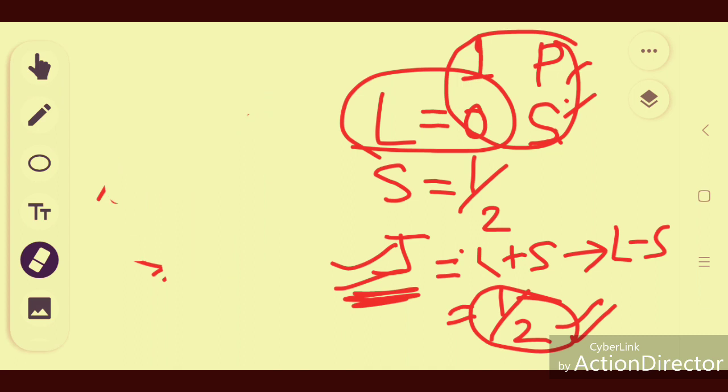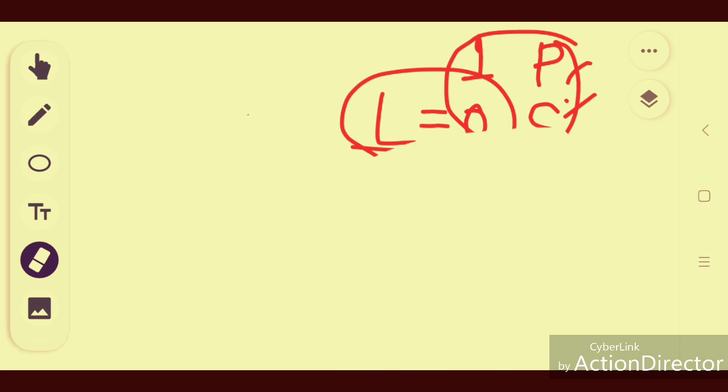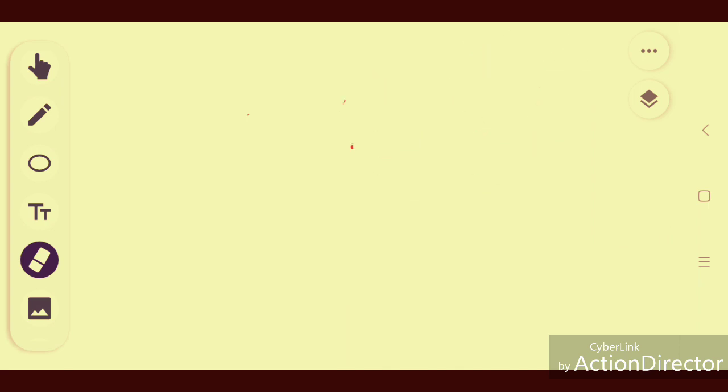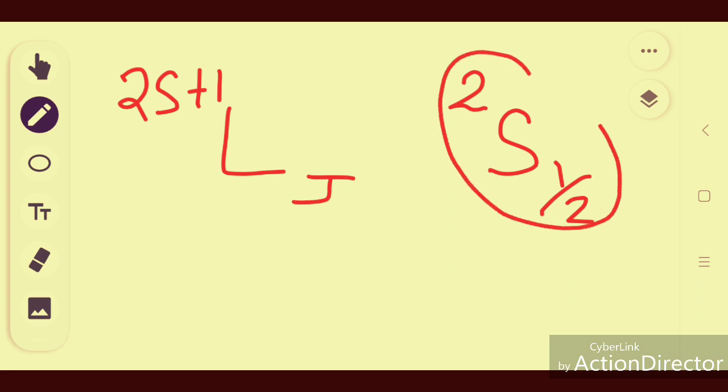Now we have also already calculated the multiplicity of the term and the value of J. So the general formula is 2S+1 and J. For the S1 configuration, L is equal to 0, so the state will be S. The multiplicity will be 2 because the spin was half, and the J value was half. So this will be the ground state term for the S1 configuration.